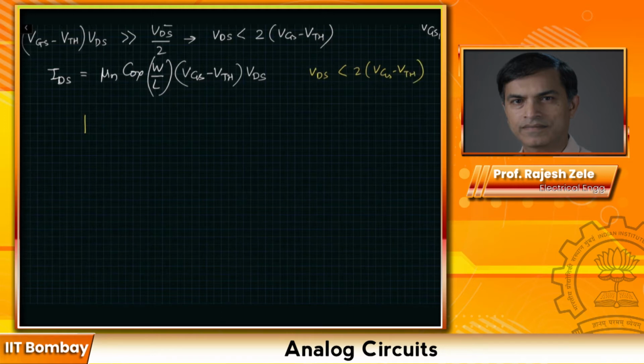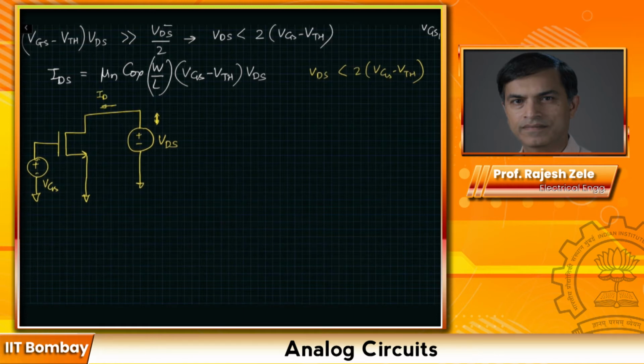So we can draw a model that looks like this. This is our MOS device and we are applying a fixed VGS and we are applying VDS here. This is the way it looks. If I change VDS, there is a current IDS flowing. We can look at how much the variation in the current IDS is. So what I'm looking for is del IDS by del VDS, and since we have fixed VGS, this is going to look like mu n Cox W by L times VGS minus VTH.